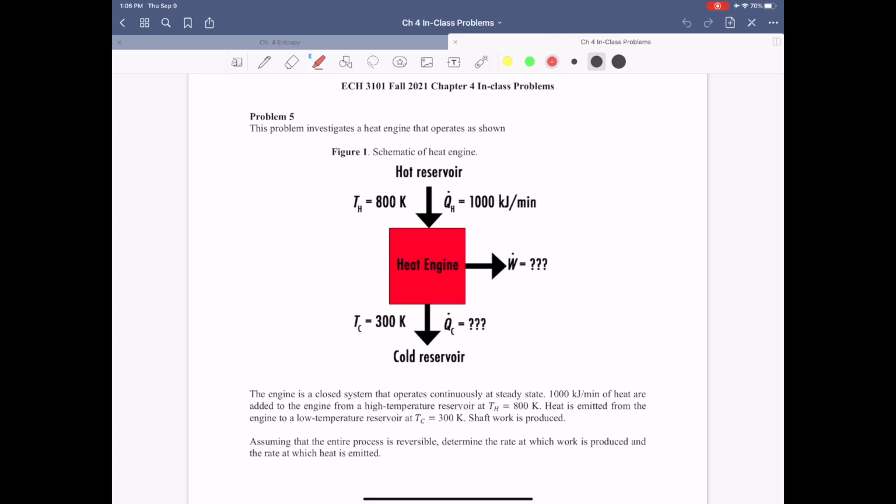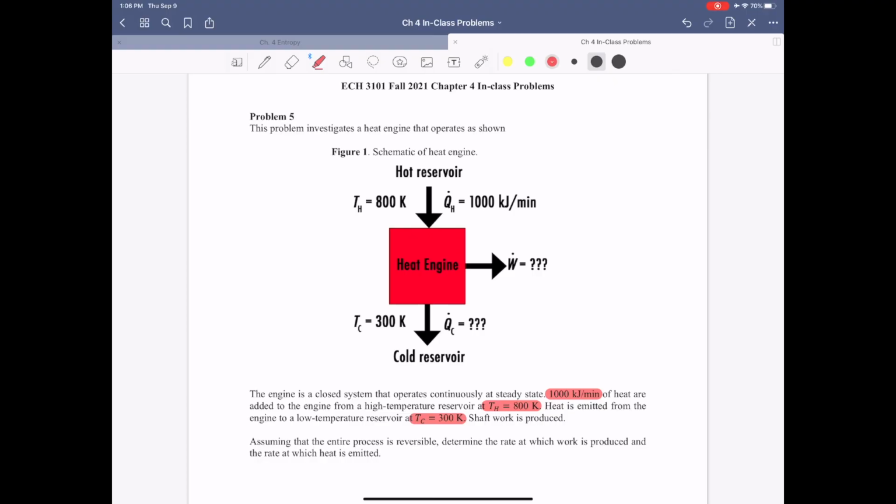In this video, we're going to apply the second law of thermodynamics to help us analyze the work produced by a heat engine. What we're dealing with here is a heat engine that takes in heat at a rate of 1,000 kilojoules per minute, and that heat is coming from a hot reservoir that's at 800 Kelvin. The engine also deposits heat into a low temperature reservoir that's at a temperature of 300 Kelvin.